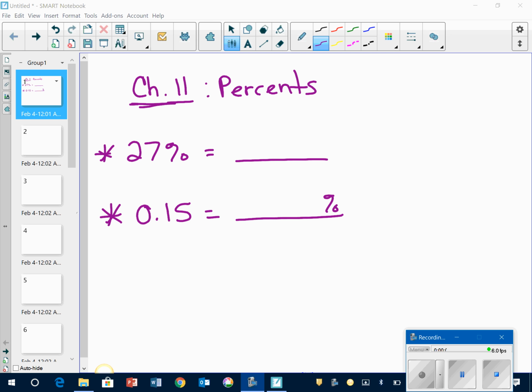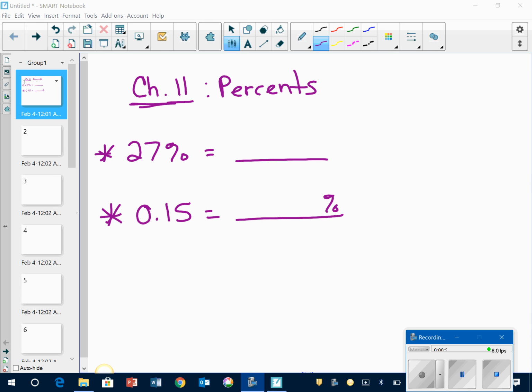Okay, chapter 11 is percents. After reading through this chapter and watching the videos of examples that I have for you, the student should be able to explain the relationship between percents and decimals, convert percents to decimals, and convert decimals to percents.